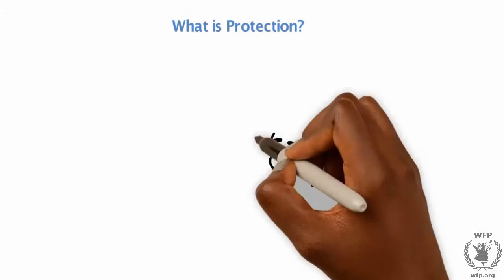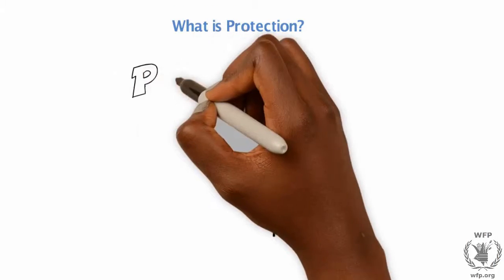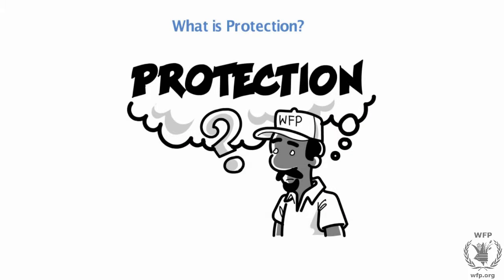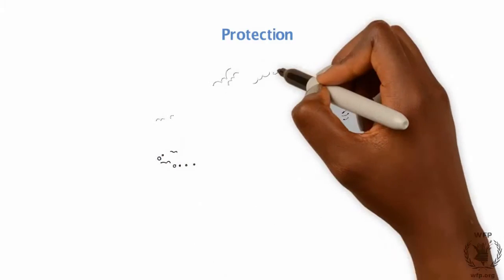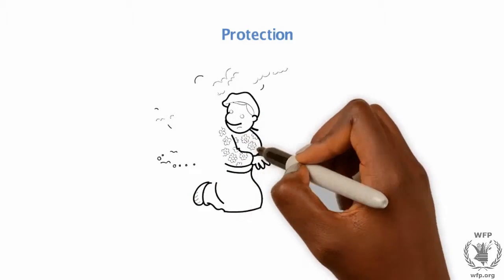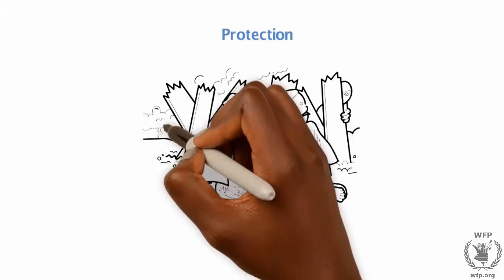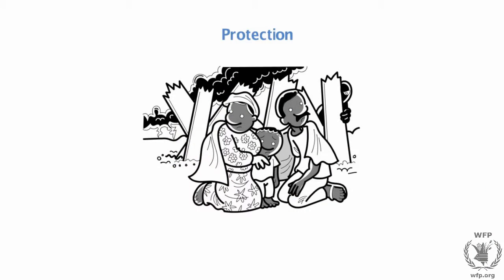Protection is increasingly discussed as an important part of humanitarian assistance. But what is it? And what does it mean for WFP? WFP provides assistance to communities affected by conflict, natural disasters, and extreme poverty. In this context, people who are hungry are often also vulnerable to other risks, such as violence, discrimination, or abuse. These risks, which can lead to violation of people's human rights, are known as protection risks.